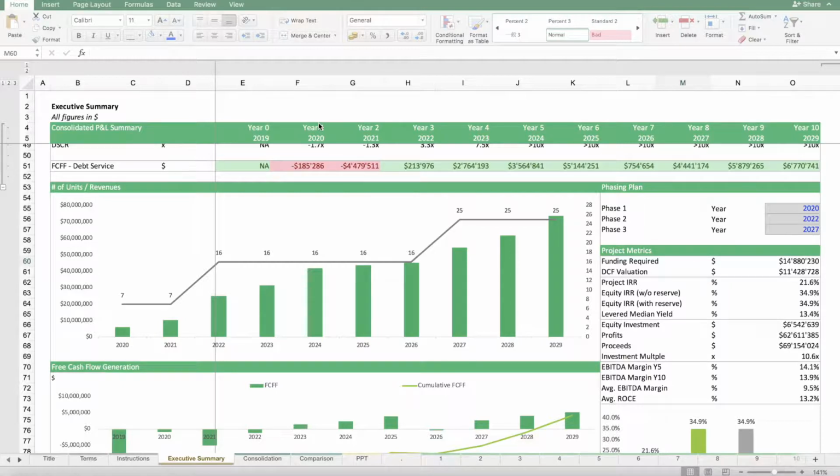We can simulate what will happen if we buy or rent the required real estate. What are the implications on the required funding amounts, and what are also the implications on all the other financial metrics, for instance, the IRRs or also valuation related metrics.